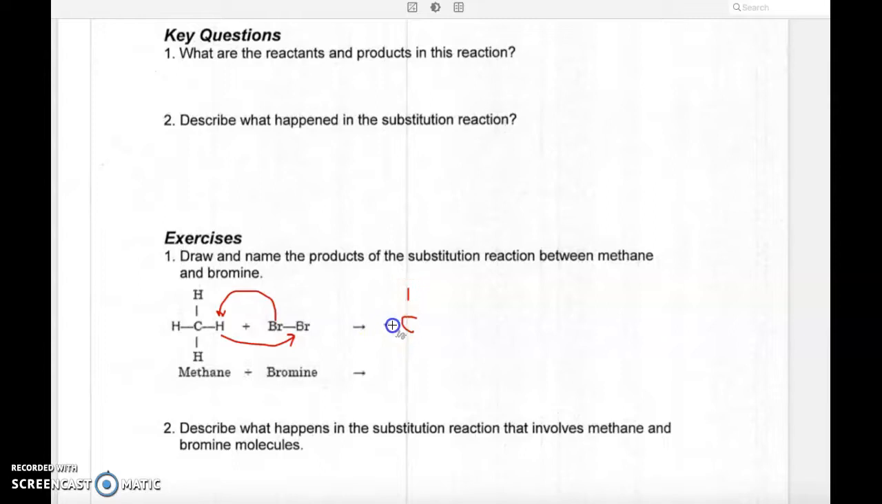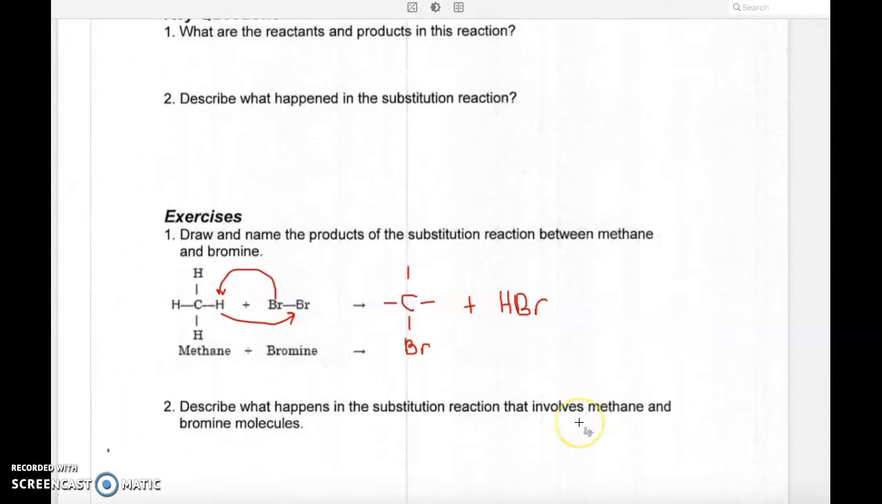So that would create CH3Br, plus our other product, which would be HBr. I'm using my PDF thing, so give me a second. There you go. So that's what's going to happen in a substitution reaction. All right? That is what happens in a substitution reaction.